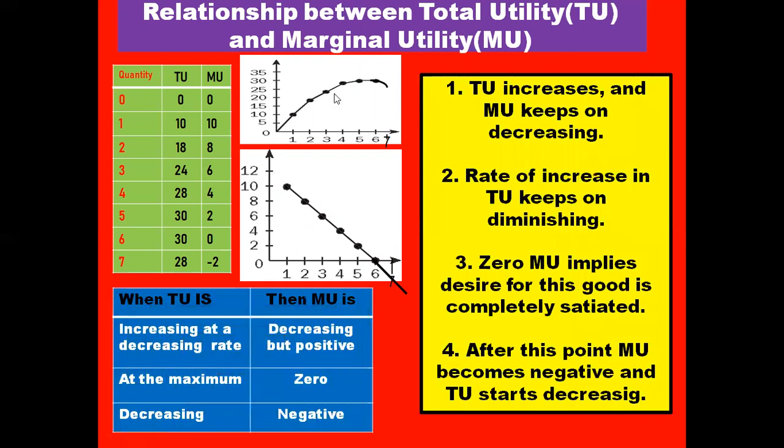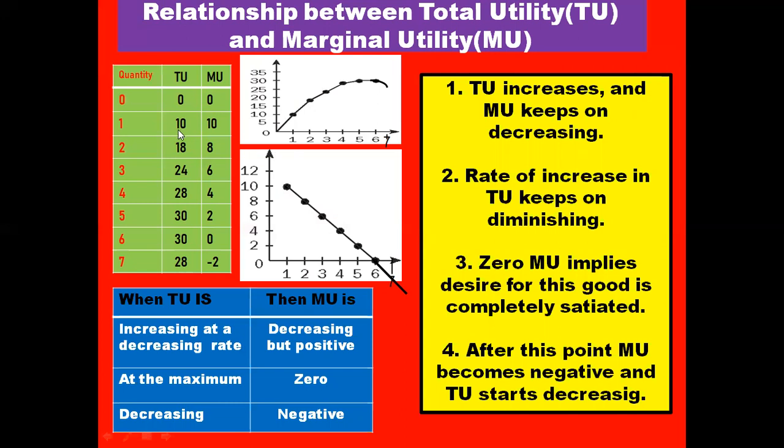Okay, now this is a diagrammatic representation of the table. So here we measure TU on the vertical axis and here MU on the vertical axis in the second diagram, and units consumed on the horizontal axis in both the diagrams. Now TU increases and MU keeps on decreasing. TU is increasing, but it is increasing at a decreasing rate. Now MU is decreasing. How do we know MU is decreasing? By seeing the downward sloping line, the negatively sloped line. So MU is decreasing and TU is increasing at a decreasing rate.